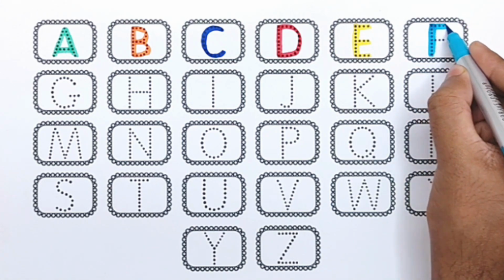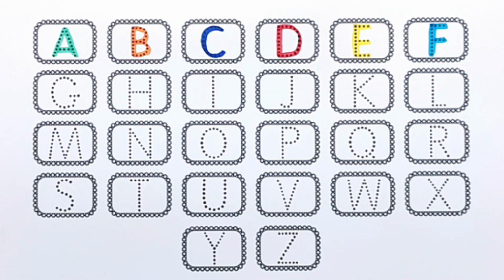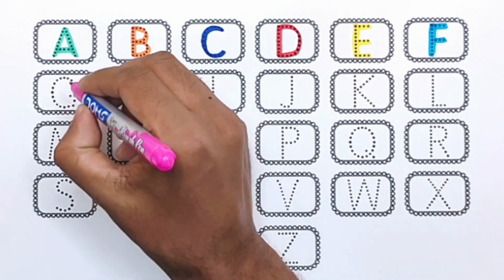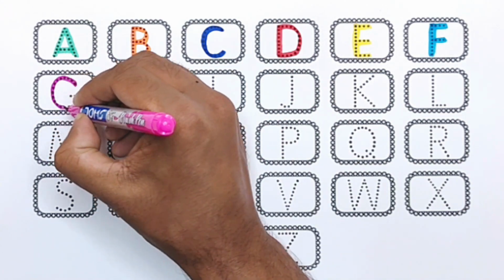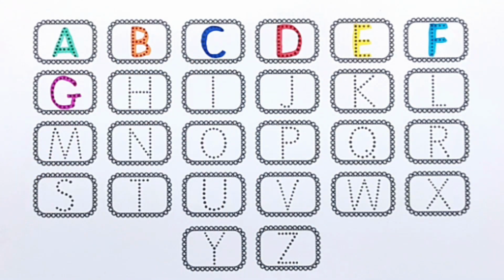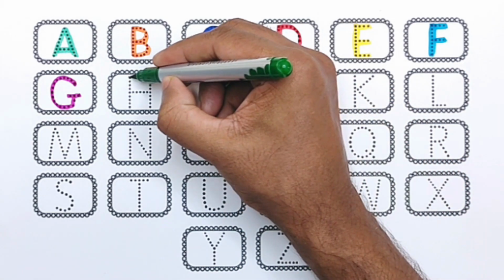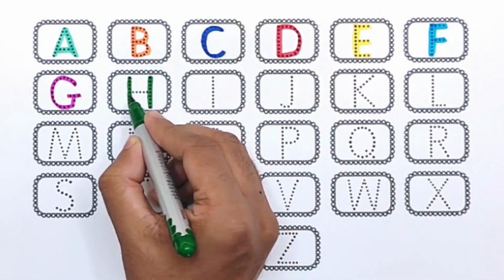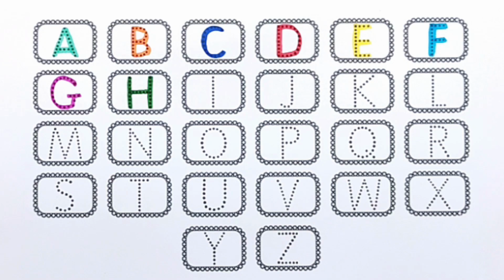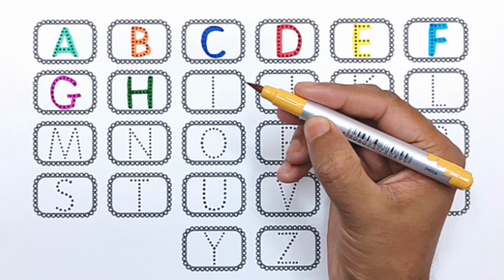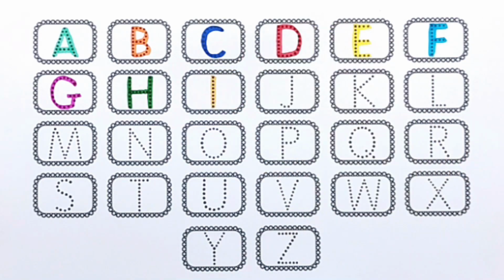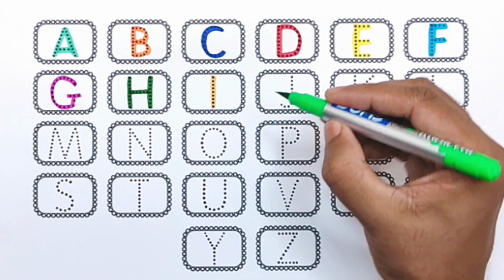F for fan, pink color. G for garden, green color. H for hand, yellow brown color. I for igloo, light green color.